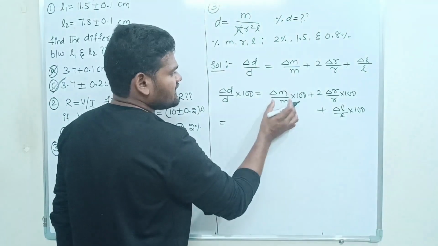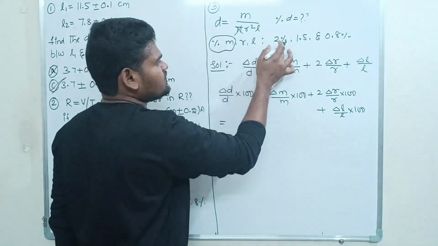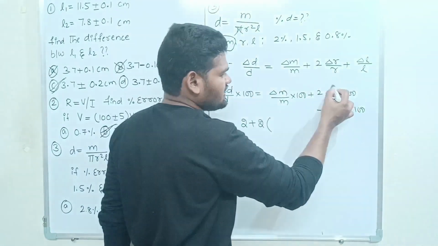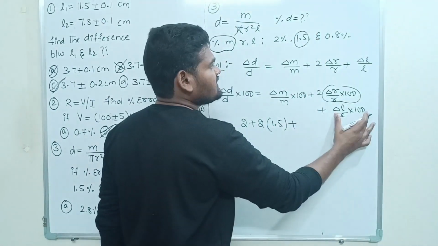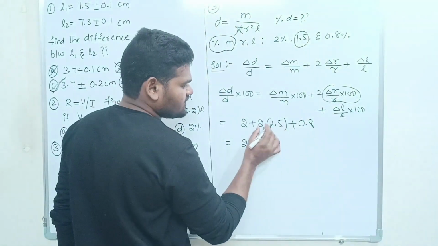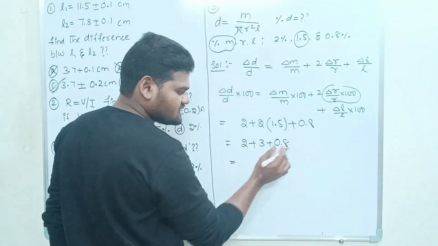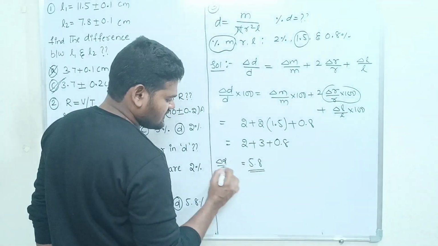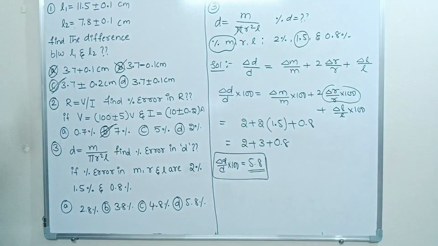So delta m by m into 100 is the percentage error in m, which is given as 2 percent. So 2 plus 2 into the percentage error in r, which is given as 1.5, plus the percentage error in L, 0.8. So 2 plus 2 into 1.5, that is 3, so 2 plus 3 is 5, and 5 plus 0.8 is 5.8. This is the percentage error in density. Are you getting? Right, very good.